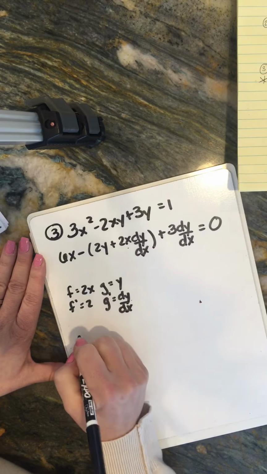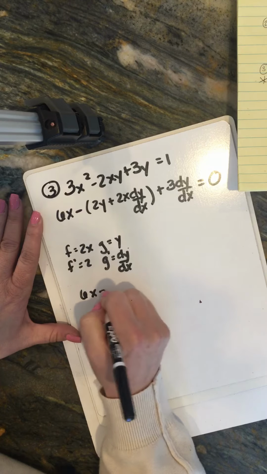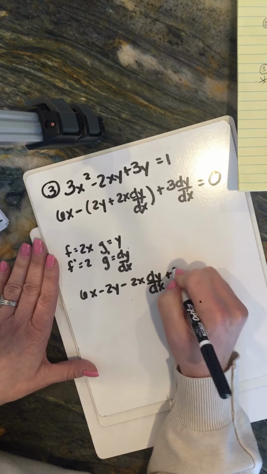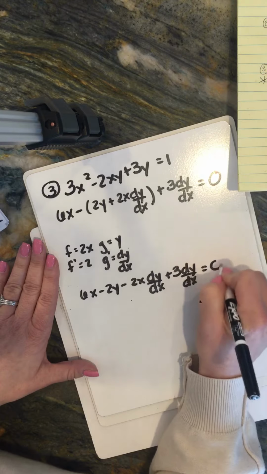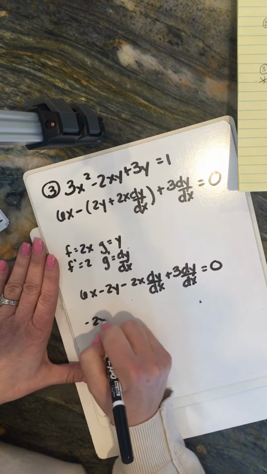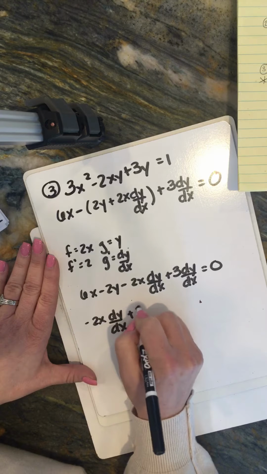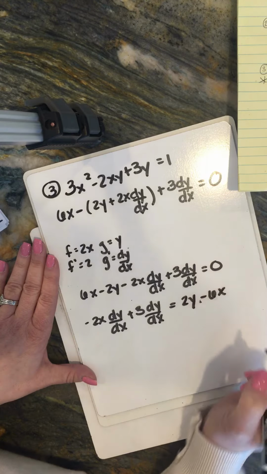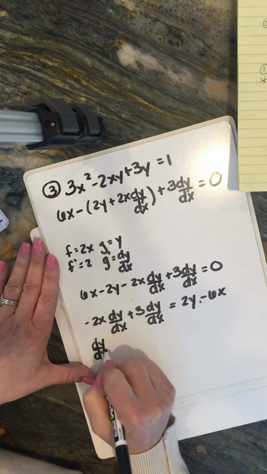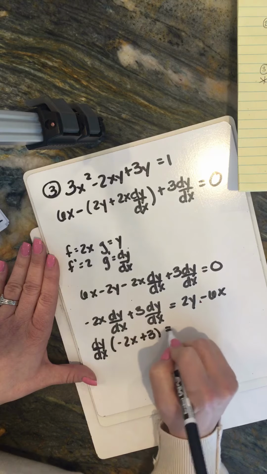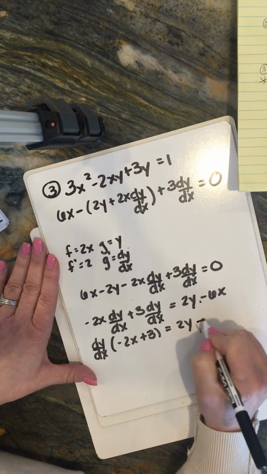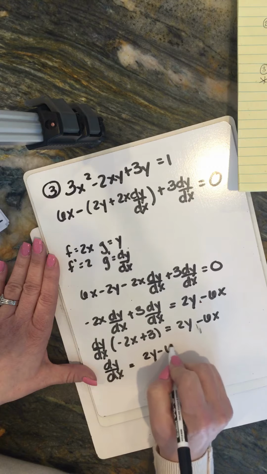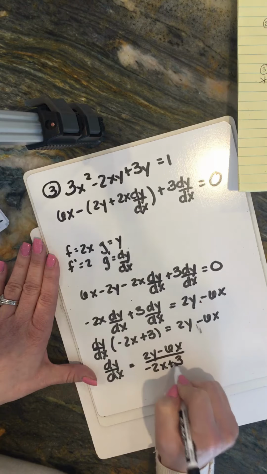Everything else can move to the other side. So here we go. We've got 6x minus 2y minus 2x dy/dx plus 3 dy/dx equals 0. That will give us negative 2x dy/dx plus 3 dy/dx equals 2y minus 6x. Factor out the dy/dx, and then we'll divide by this guy. So dy/dx equals (2y minus 6x) over (negative 2x plus 3).